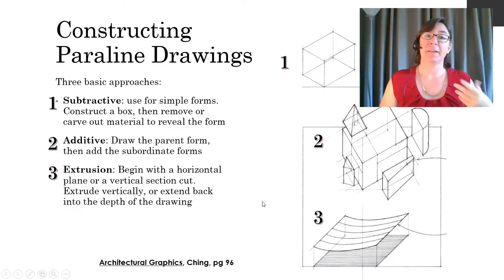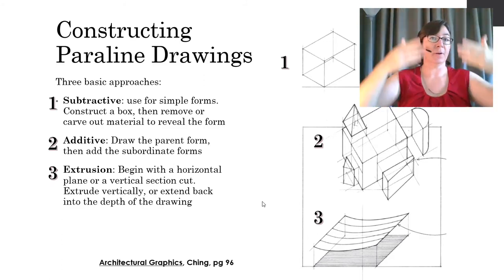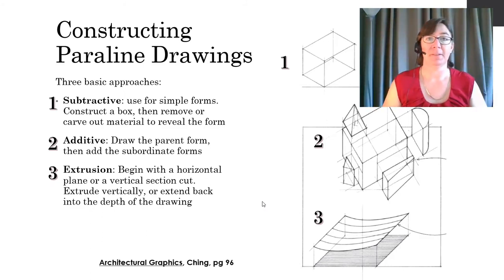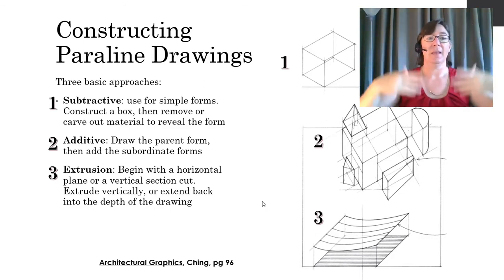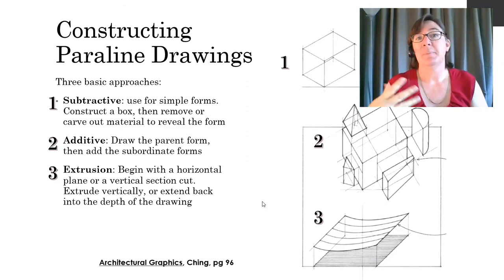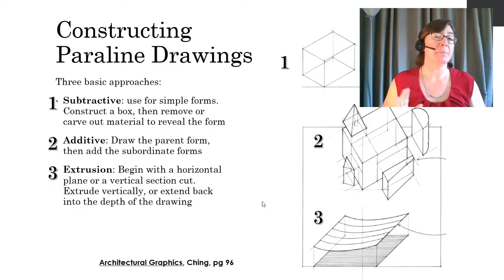Right. The third basic approach is extrusion. You're going to begin either with a horizontal plane or a vertical section cut, and then extrude it in whichever direction is the opposite. All right, extrude the horizontal plane vertically, extrude the vertical section cut back into the depth of the drawing. The truth is that you need to know all three of these basic approaches, and you're probably going to use all of them in a complex drawing. All right, simple drawing, maybe you only do one or two, but you're going to combine these three to come up with your more complex drawings.